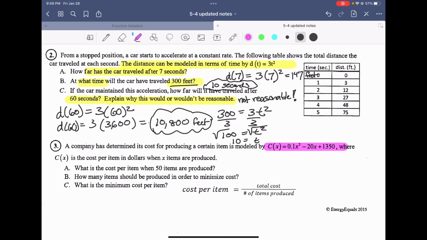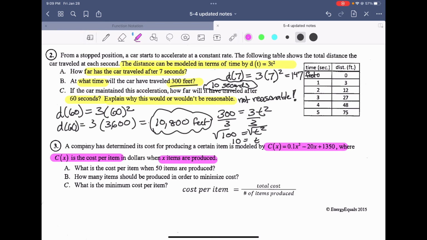So they're making something, they're going to make X of them, and it's going to cost a certain amount per item. So let's say they're making t-shirts, and the more t-shirts they make, the cheaper it is per shirt, for example, or the cost depends on how many they make. So this equation tells us not the total cost, it tells us how much per item. So C is the cost per item. And it depends on how many items are produced.